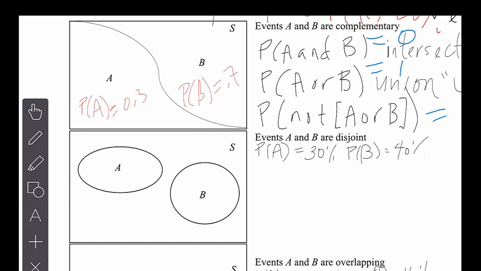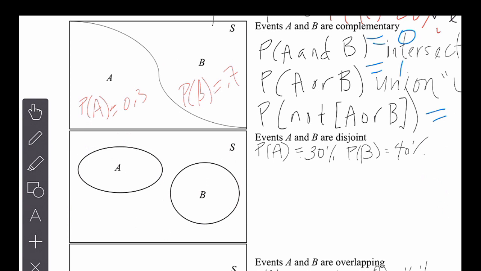The next pair of events are known as disjoint. Disjoint means that they never overlap. There's no overlap. In other words, either event A happens or event B happens or something else.